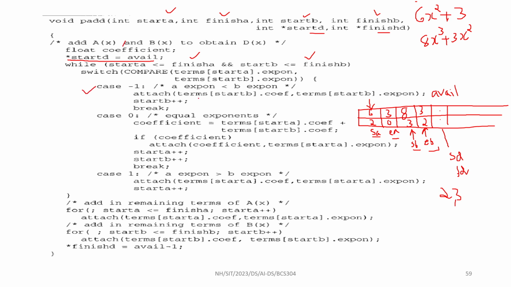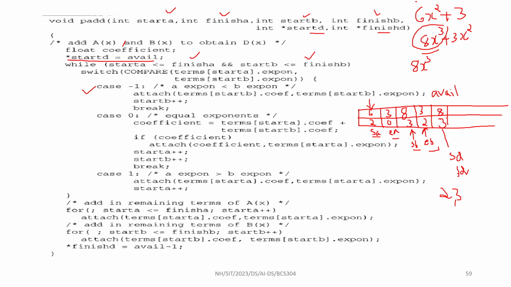Now, what to be attached? They are not same. That means you cannot add them. So one of the terms has to be added. Which term? The highest one. Is it A or B? Highest is B. So that 8 and 3 will go to the resultant. You can see that after adding these, this is the first term, 8x cube. I'll write it here also, 8x cube.